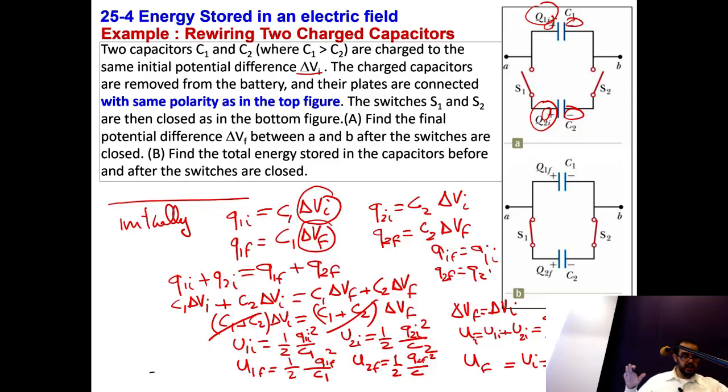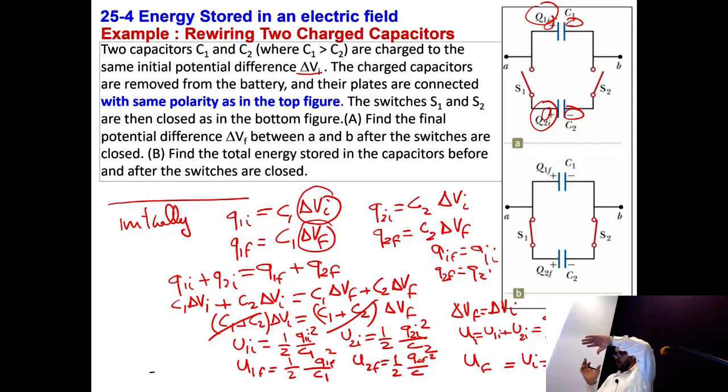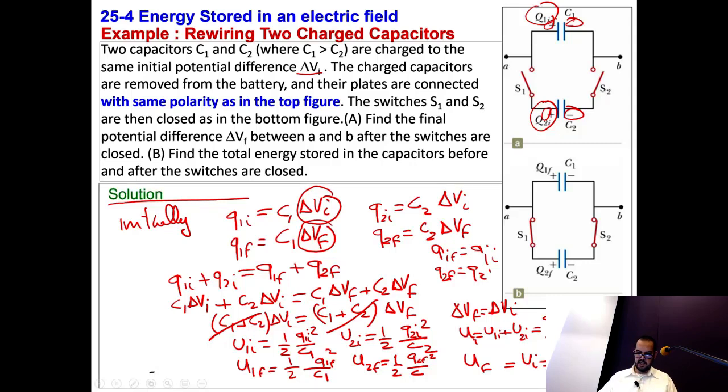Clear? So if you have two capacitors and you connect the same polarities, basically this is what you get. Now let's make this more difficult, and pay attention. This is the most difficult example in this chapter.